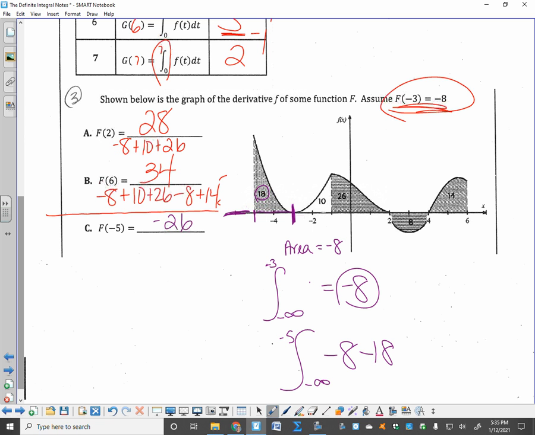So that I need to take 18 out of the total accumulated area that's gotten me to -3. I need to take 18 out of that -8 because I don't want it. I want to back up and give me the total area up to -5.